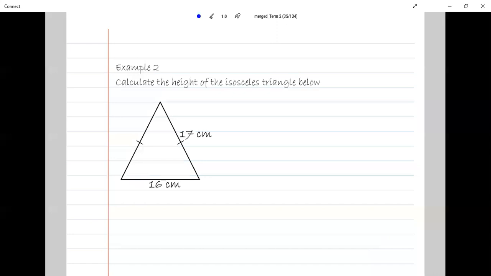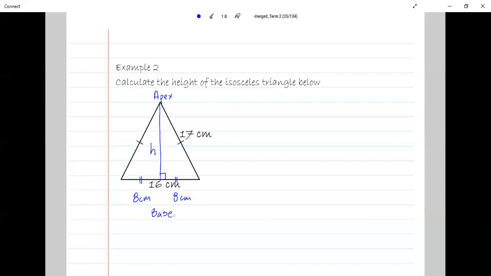All right, so let's do example 2. In example 2, we're asked to calculate the height of the isosceles triangle below. All right, so here's what we know. It's an isosceles triangle. We know that the height is drawn from the apex to the middle of the base. So it divides the base into two equal halves. It means that this side is 8 centimeters and this side is 8 centimeters. And that the angle here is a right angle, and this is the height. This is the apex. And down here is the base.